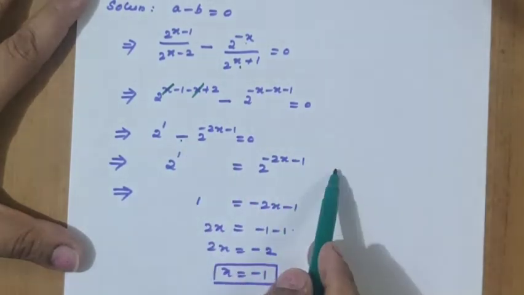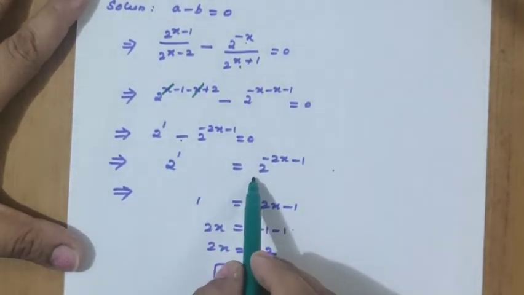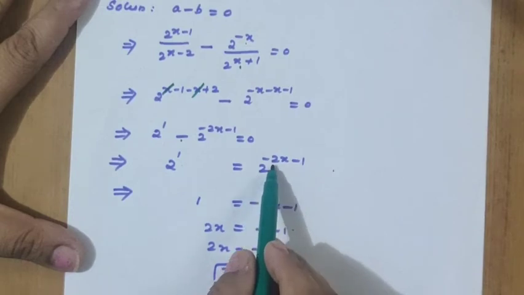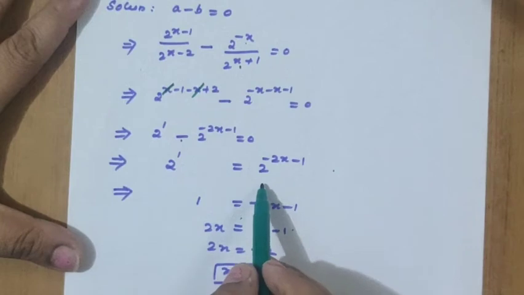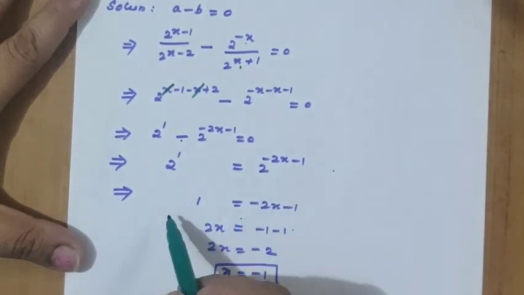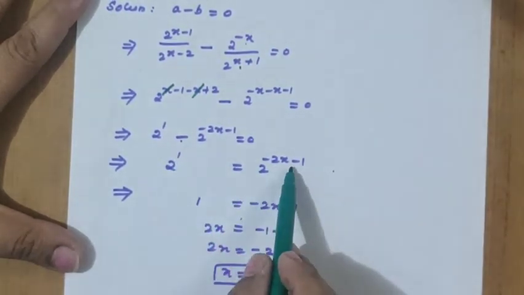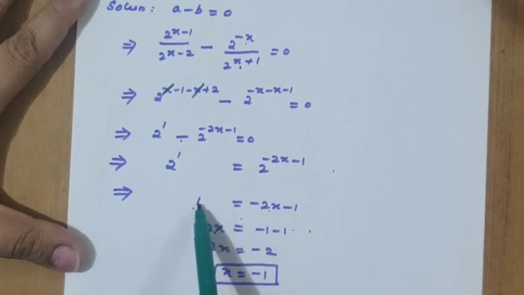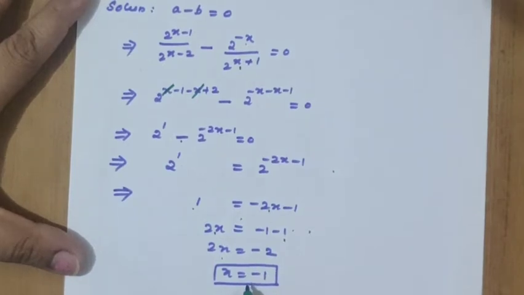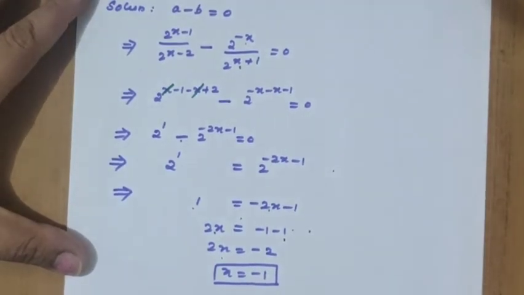Now this term we are bringing to the right side. So 2 raised to 1 equal to 2 raised to minus 2x minus 1. Now what is the rule to be followed? When the bases are equal, we can equate the exponents. This implies 1 equal to minus 2x minus 1. So minus 2x I am bringing to this side and 1 we are taking to the other side. So 1 will become minus 1 and minus 2x will become positive 2x. So 2x equal to minus 2. Therefore x equal to minus 1.